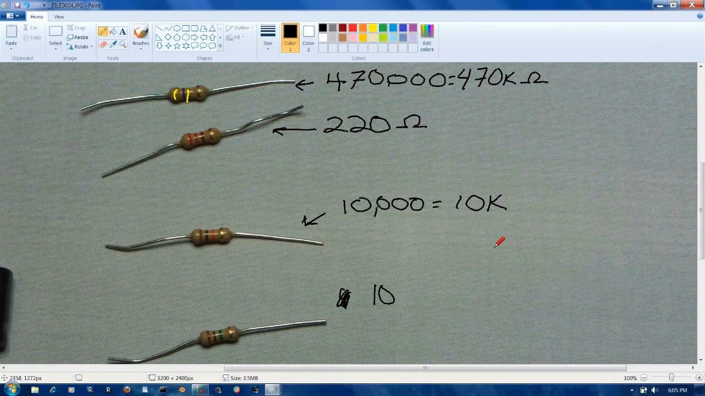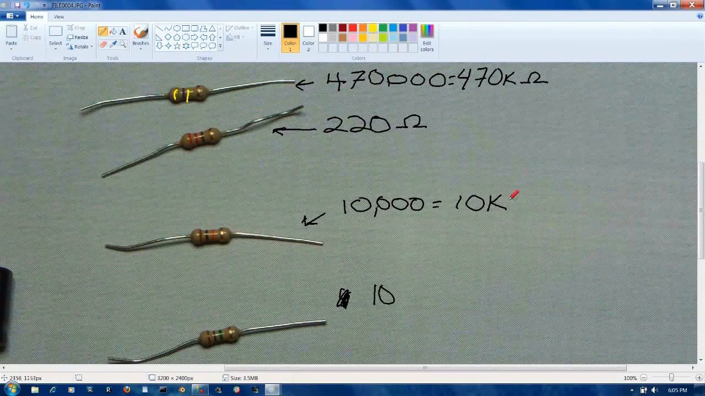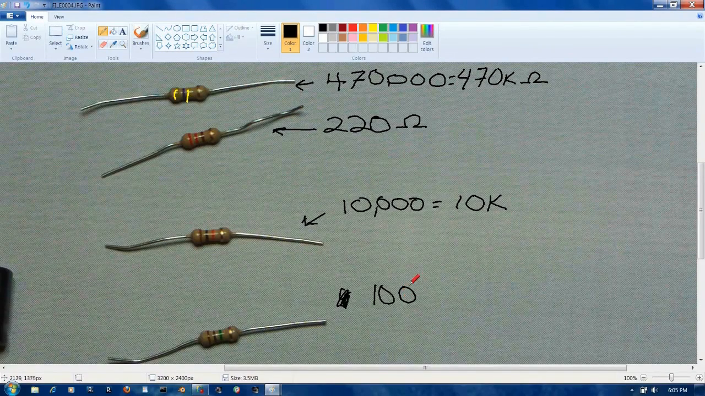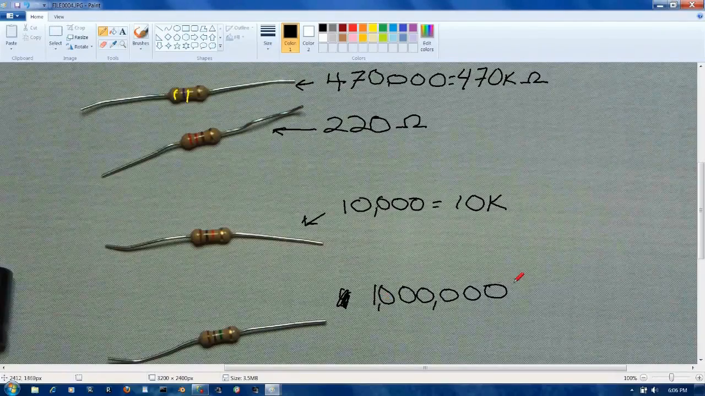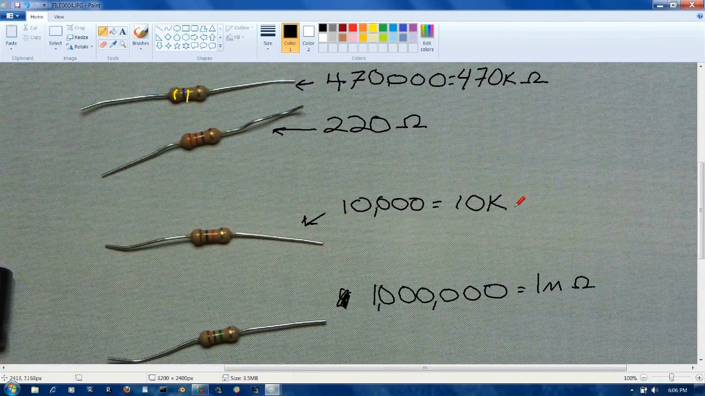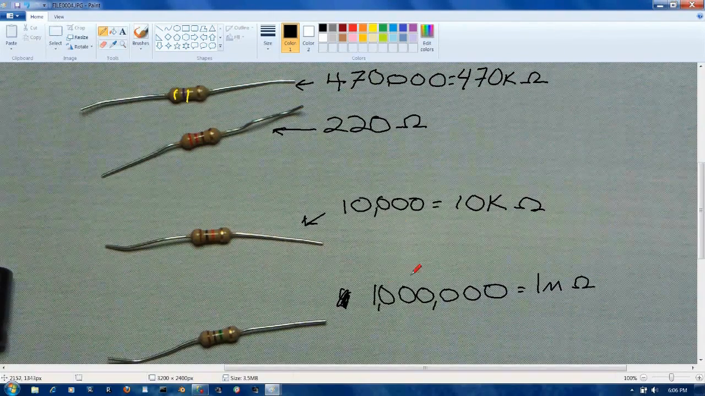Green. Now we have black 0, brown 1. Let's do the rainbow. Red, orange, yellow, green. That gives me 5. So I need 5 zeros. 1, 2, 3, 4, 5. And what does that give us? That gives us a 1 million ohms resistor, and that's how you'll see it, 1 million ohms. That's the omega symbol. So that's how we figure out what these resistors are.